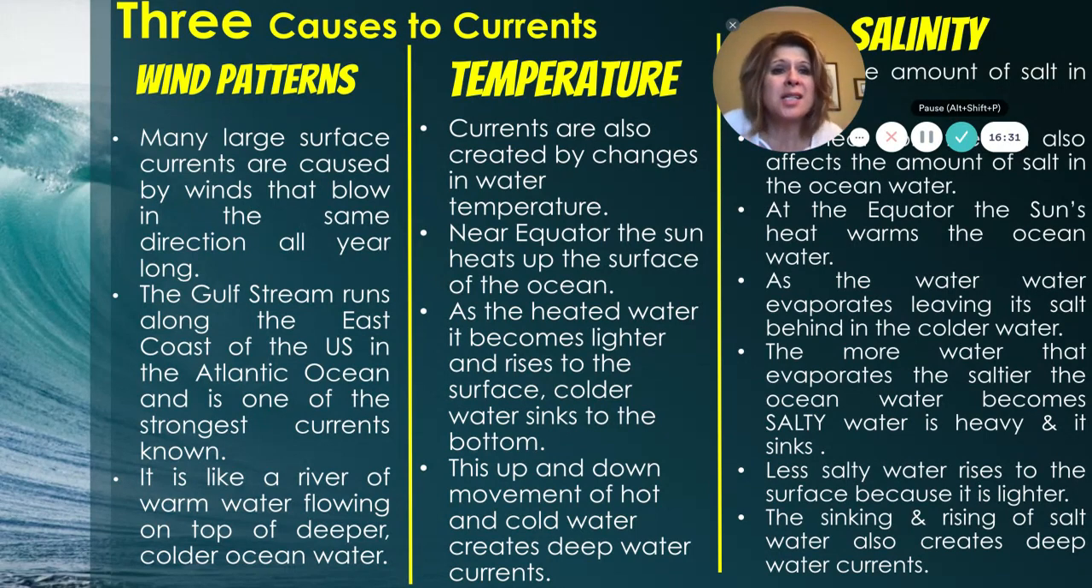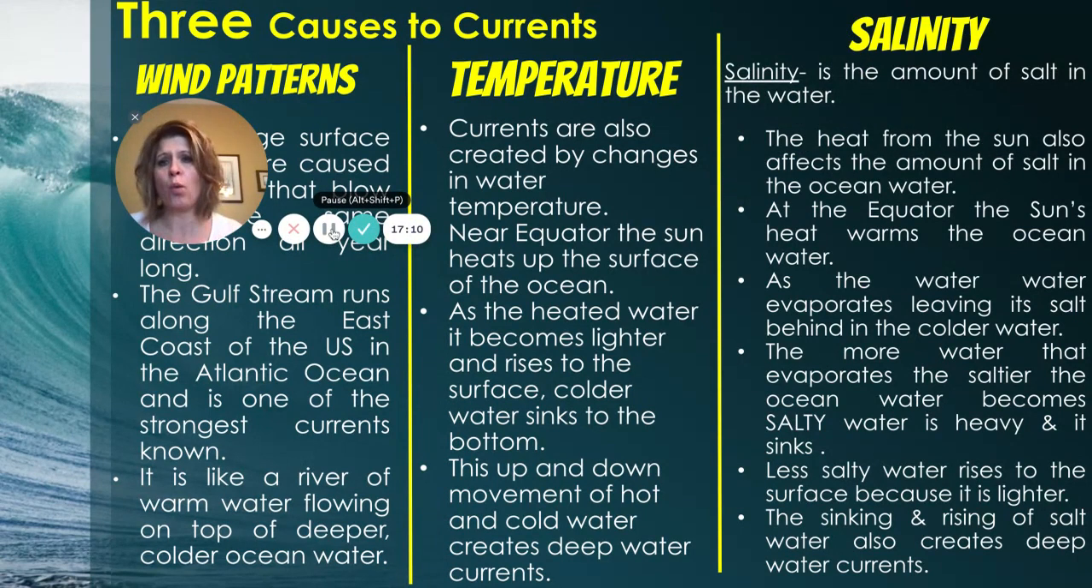It's what causes our equator not to be boiling and our poles to be completely frozen, because this deep water movement is moving warm water toward the poles and the cold water toward the equator. So we have a more balanced system of temperature in our oceans. All right, the first cause of currents, wind patterns, causing our surface currents. The second is temperature, keeping our water more moderate or in a more regulated temperature level.